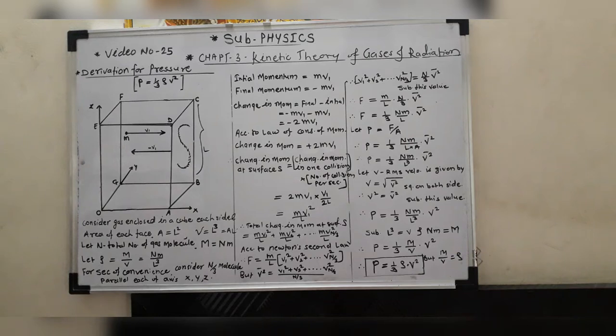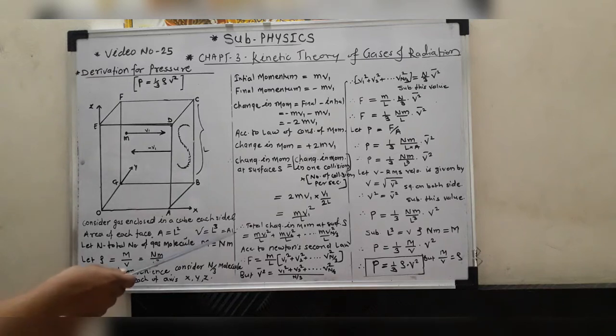To derive this expression for the pressure, we can consider here a diagram of a cube, and a gas is enclosed in that cube, having each side of length L. We have to take here the capital L. Now the area of each face is given by A is equal to L square. Also, the volume of the cube is nothing but L cube, or we can also write L cube as A, that is the area, into L. Same, L cube or A into L.